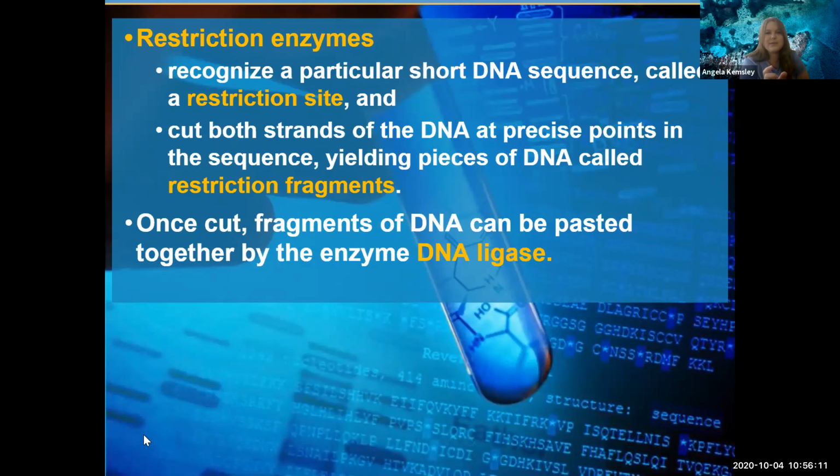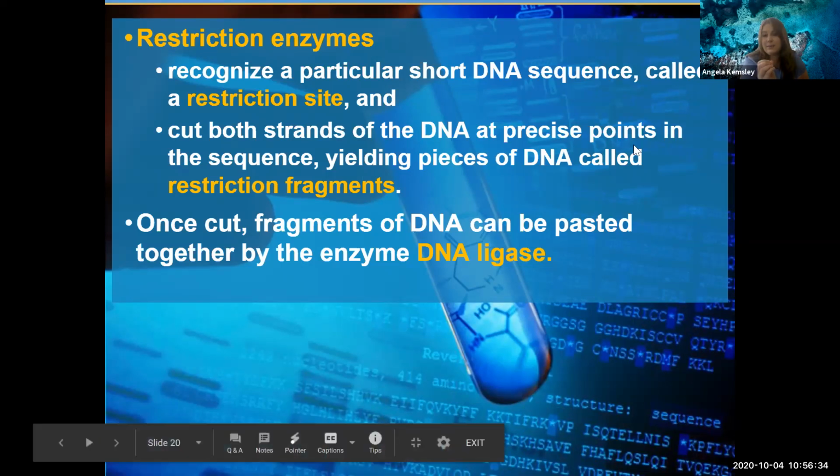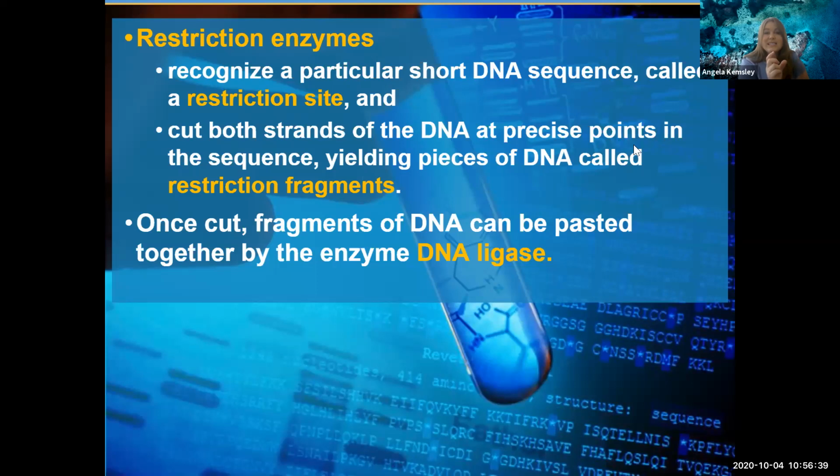Restriction enzymes that are used to cut DNA are able to recognize a particular short DNA sequence, which we call a restriction site. And when the restriction enzyme recognizes that restriction site, it then will cut both strands of DNA at that precise point in that particular sequence, yielding pieces of DNA called restriction fragments. Once we have those restriction fragments, the fragments of DNA can then be pasted together by the enzyme DNA ligase.